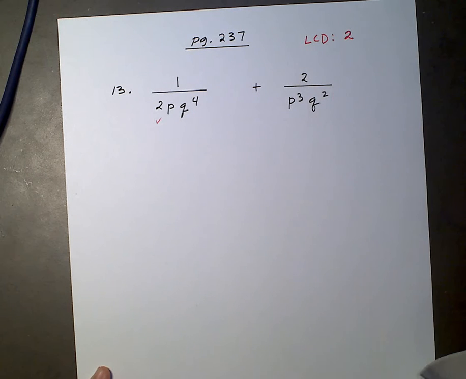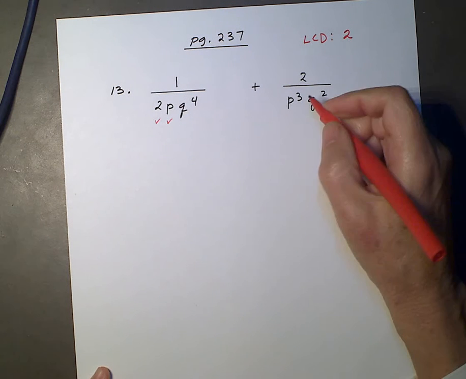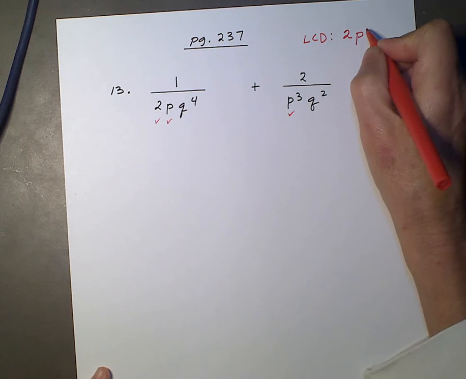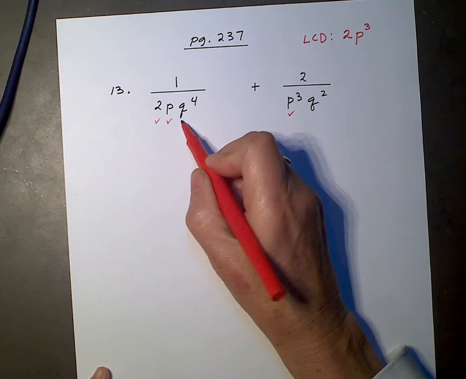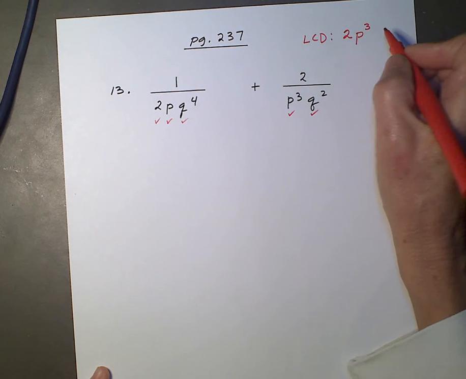And then for p's, I have p and p to the third, so I pick up the highest power of that factor. And then I've got q's in each of them, and the highest is the q to the fourth.